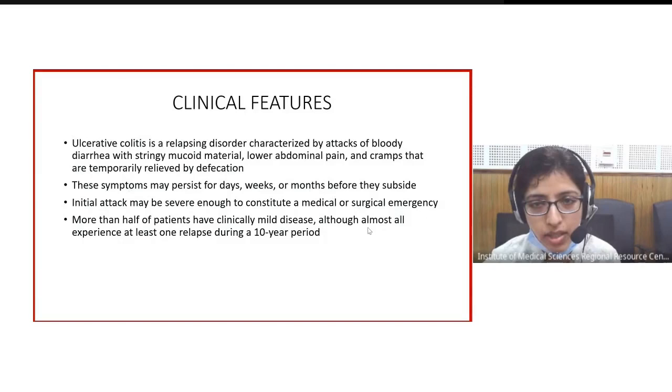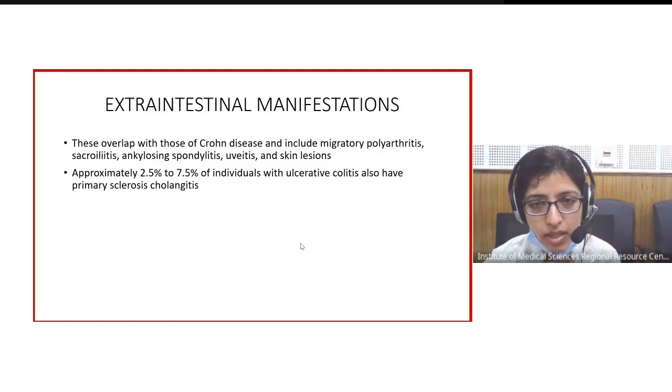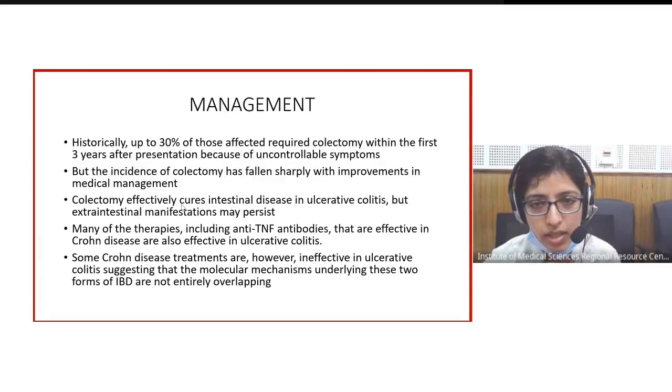More than half of the patients will have clinically mild disease, although almost all experience at least one relapse during a 10-year period. So this is a relapsing disorder. Extraintestinal manifestations are also seen in ulcerative colitis, just like Crohn's disease: migrating polyarthritis, sacroiliitis, ankylosing spondylitis, uveitis, and also skin lesions. And 2.5 to 7.5% of the patients can have primary sclerosing cholangitis.